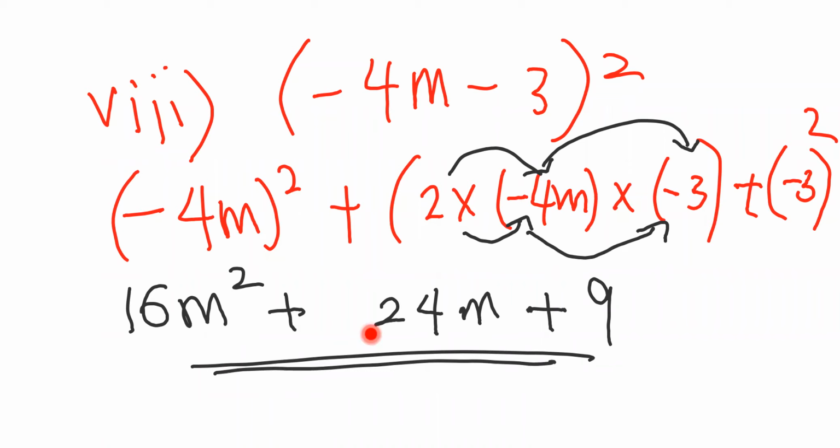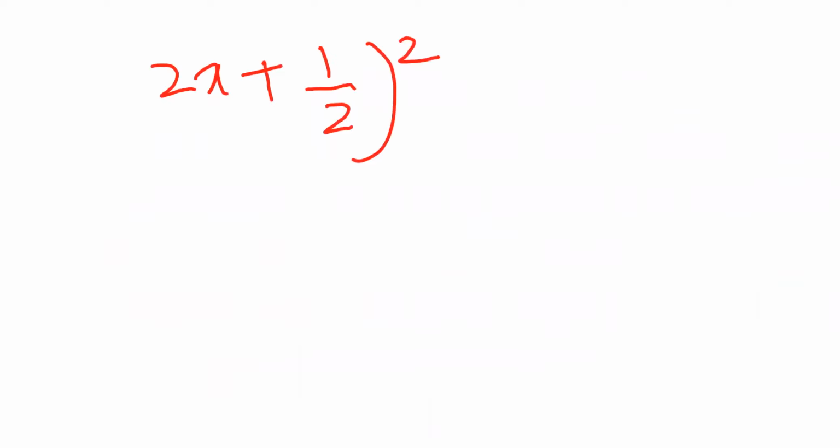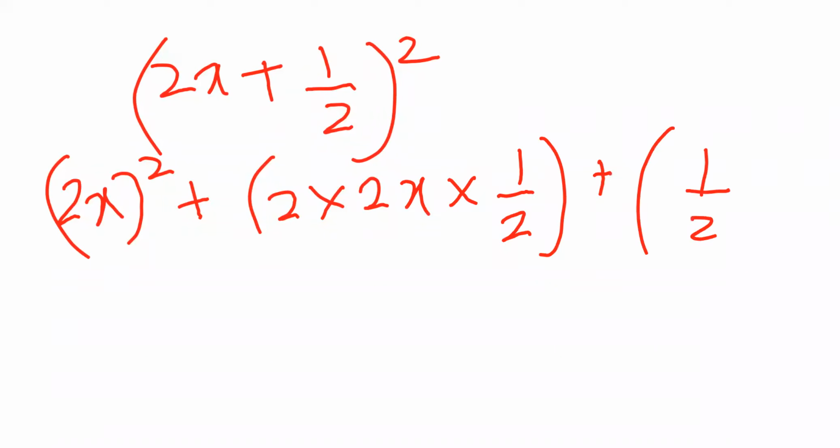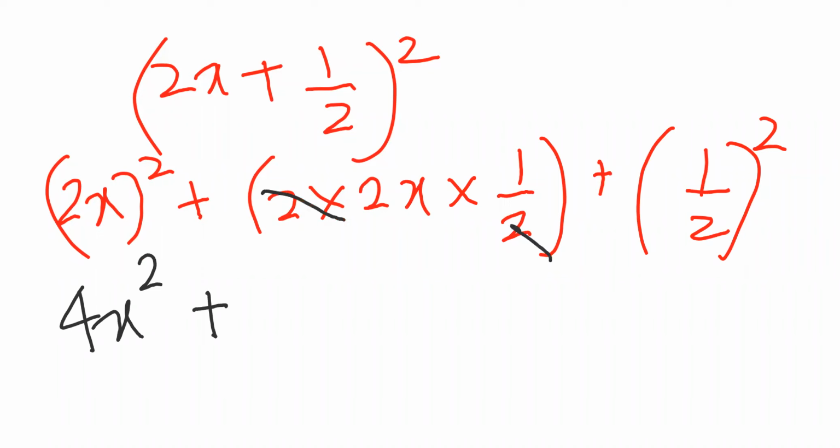Now we'll go to the last one. It says 2x plus half squared. Now it's half, okay? Be careful. Square of the first term plus twice the first and second term plus square of the second term. Come up with this. 4x squared plus, here, children, you can cancel this 2 and this 2 because it's multiplication. So you can just write 2x, and here you can write half into half. What is half into half?